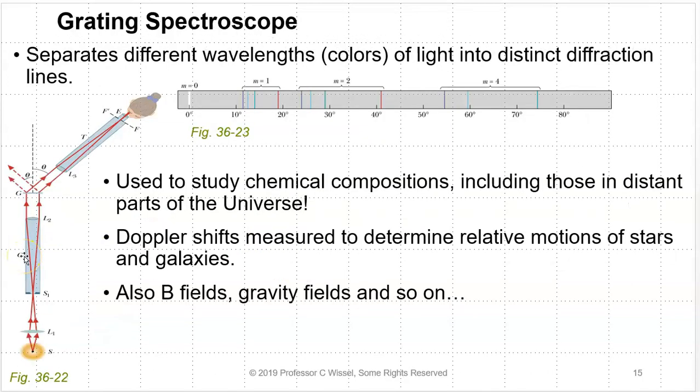Now, this is another place they're useful, a grating spectroscope or a spectrograph. This separates different wavelengths or colors of light into distinct diffraction lines. And this is what it might look like. Here, what comes out, these are the lines. Different colors or wavelengths of light. Okay, probably due to some chemical.